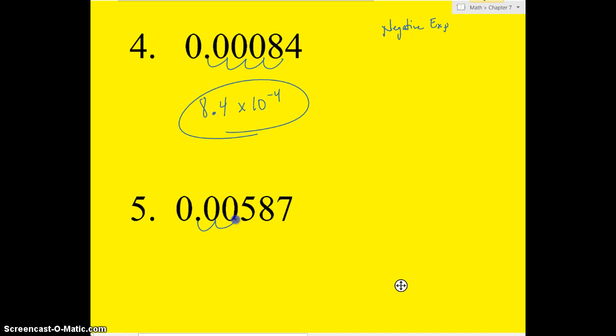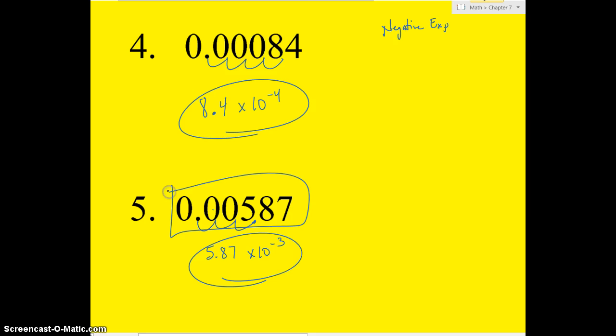Take the decimal here. We go 1, 2, 3. That's going to give me 5.87 times 10 to the negative third. Again, you can count 3 spots. And again, it's negative because this number is between 0 and 1.